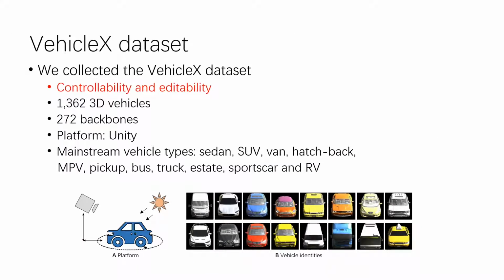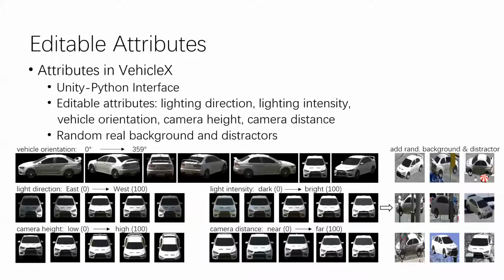We introduce a large-scale synthetic dataset, VehicleX. It has a diverse range of realistic backbone models and textures, allowing it to be adapted to the variance of real-world datasets. It has 272 backbones including 10 mainstream vehicle types. 16 different vehicle identities are shown here. We built a Unity Python interface, which allows us to modify attributes of the environment and the vehicles, and obtain rendered images. To explain, we adjust the vehicle orientation, light direction and intensity, camera height, and distance between the camera and the vehicle. When VehicleX data is used for re-ID model training, we also add random real background and distractors.